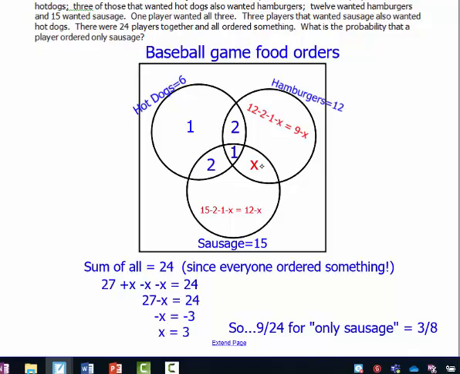So if this is 3, I really want to know what is the probability a player ordered only sausage. So that's going to be 9, and 9 out of 24 is 3/8. Okay, so it's a little bit of work, but kind of fun. It's a little bit like a puzzle.